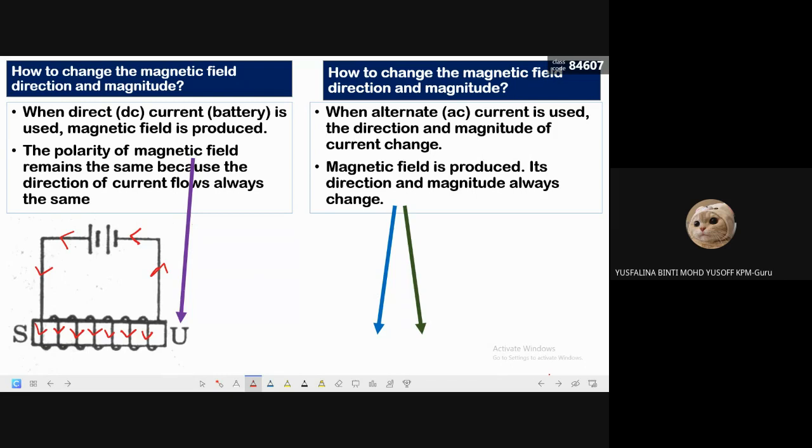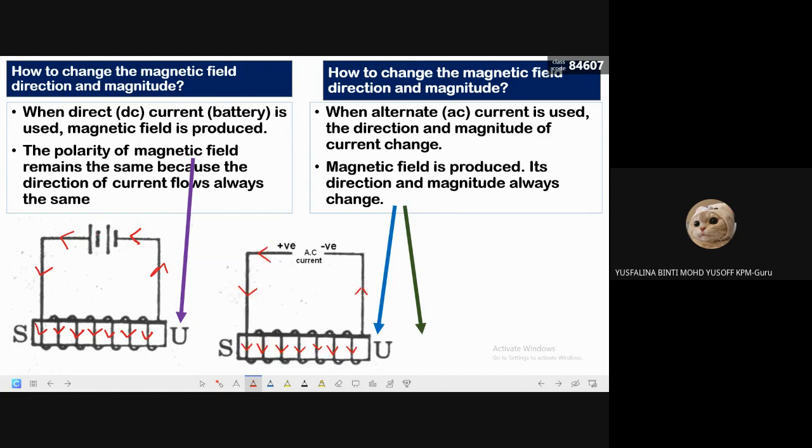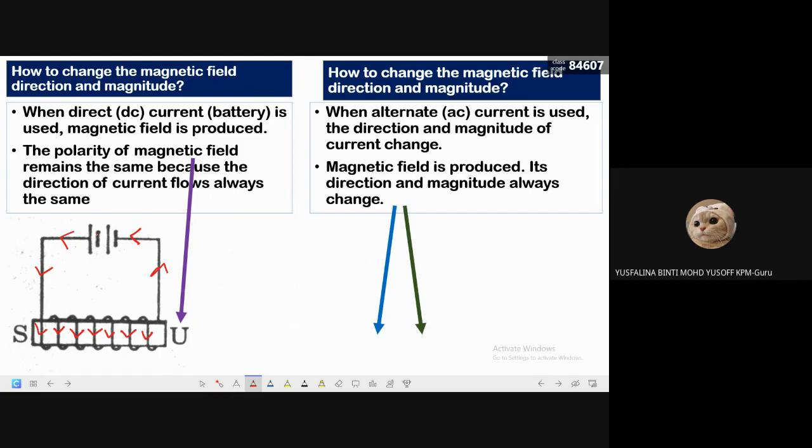So the polarity of the magnetic field will remain the same. It will not change the direction. It will only flow in one same direction, because the current goes from positive to negative. But how do we change the magnetic field direction and magnitude?